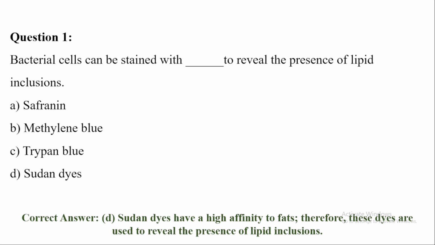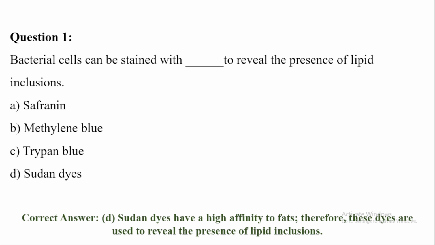Trypan blue, it is actually used to differentiate between live and dead cells. So when the cells start dying, the membrane of the cell starts rupturing. Since the membrane ruptures, when we stain these cells with trypan blue, these dead cells take up those blue colored dye and appear blue under the microscope, whereas the live cells don't take up the dye and they appear colorless. So trypan blue is used to differentiate between live and dead cells, especially in case of mammalian cell culture.